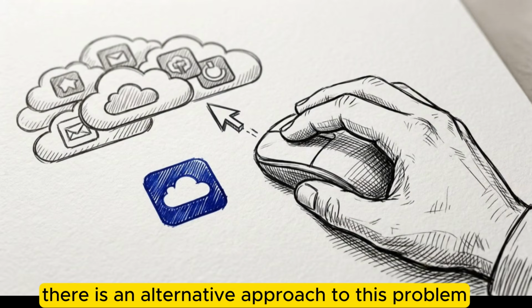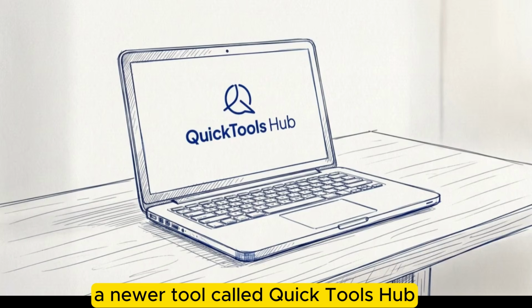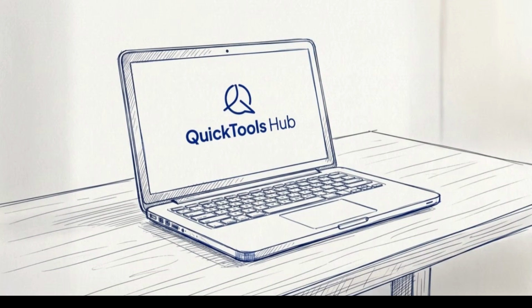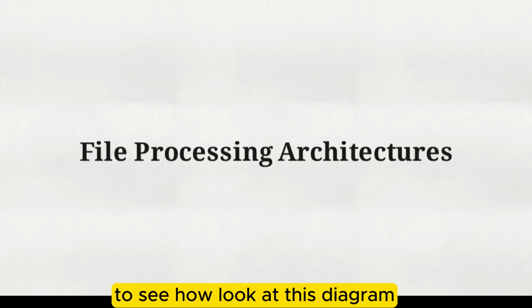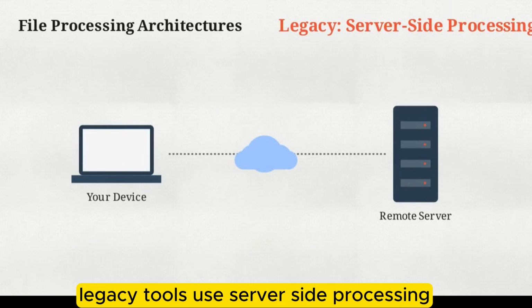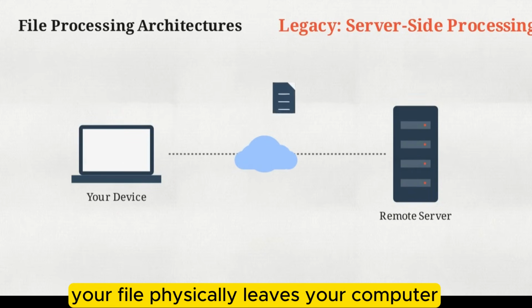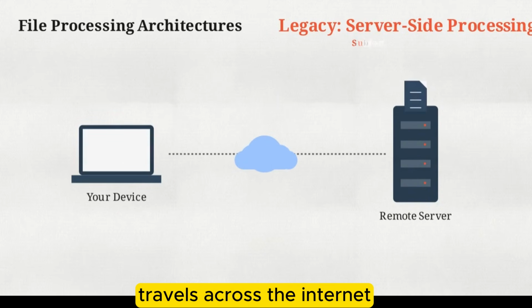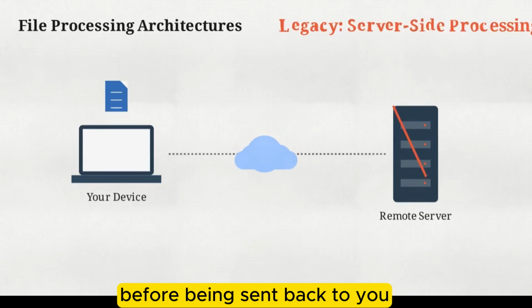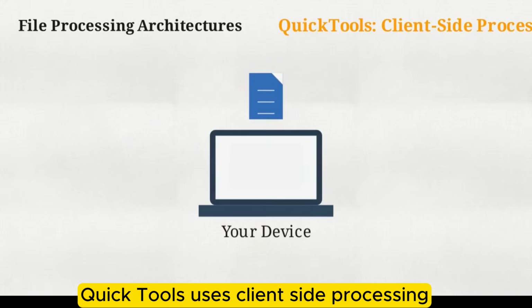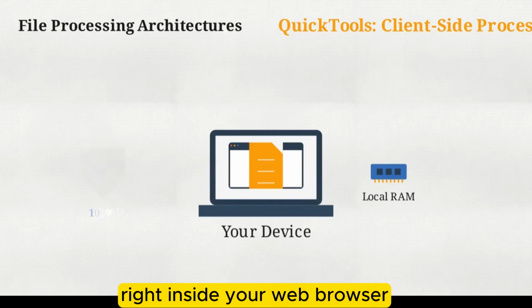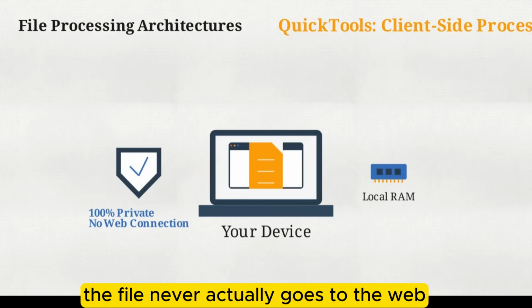There is an alternative approach to this problem. A newer tool called QuickTools Hub completely bypasses the standard cloud upload model. To see how, look at this diagram comparing file processing architectures. Legacy tools use server-side processing. Your file physically leaves your computer, travels across the internet, and is processed in a remote corporate server rack before being sent back to you. QuickTools uses client-side processing. The entire operation happens locally, right inside your web browser. The file never actually goes to the web.